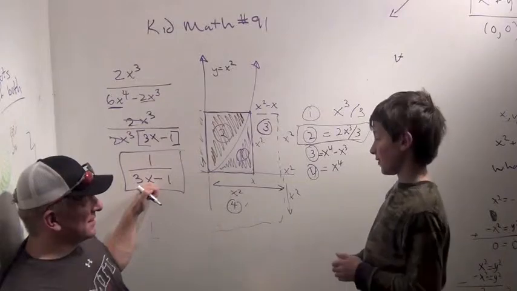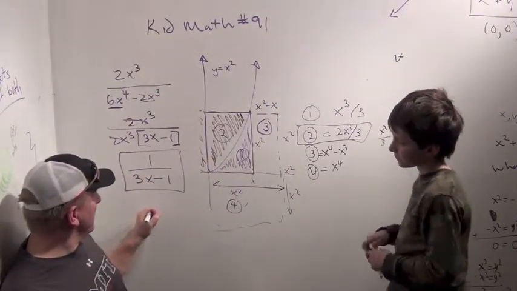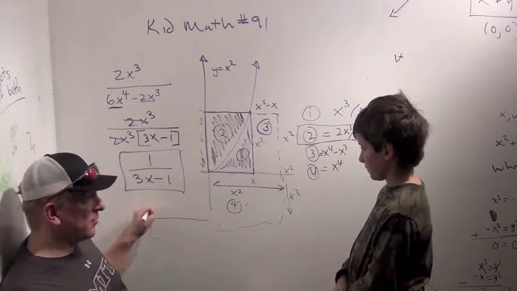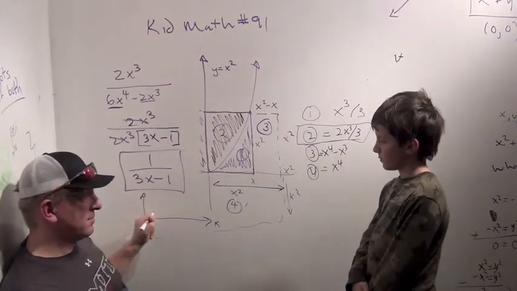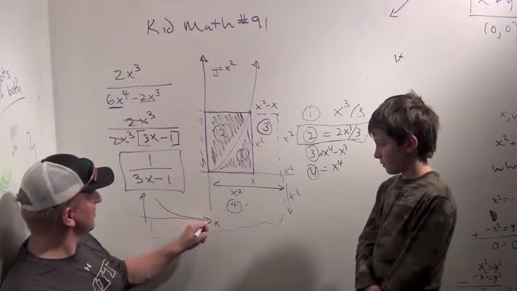But what happens when you get to infinity? If you plotted the points, here's 0, and here's x going this way. The ratio is going down, down, down, closer and closer to 0.